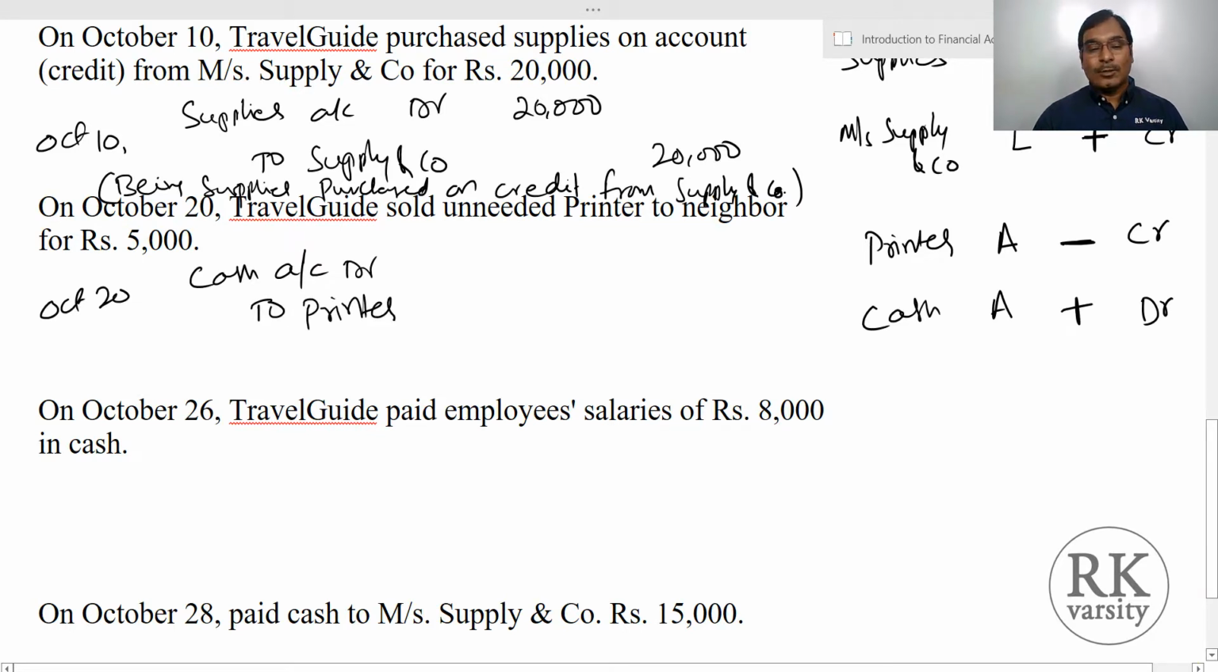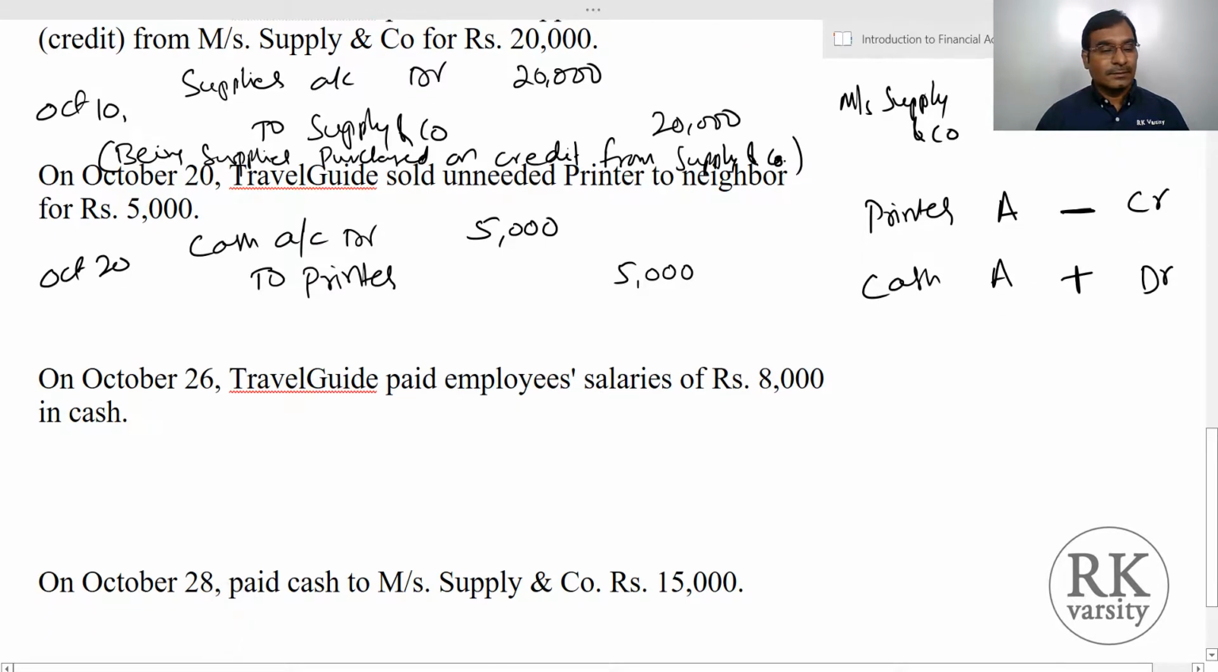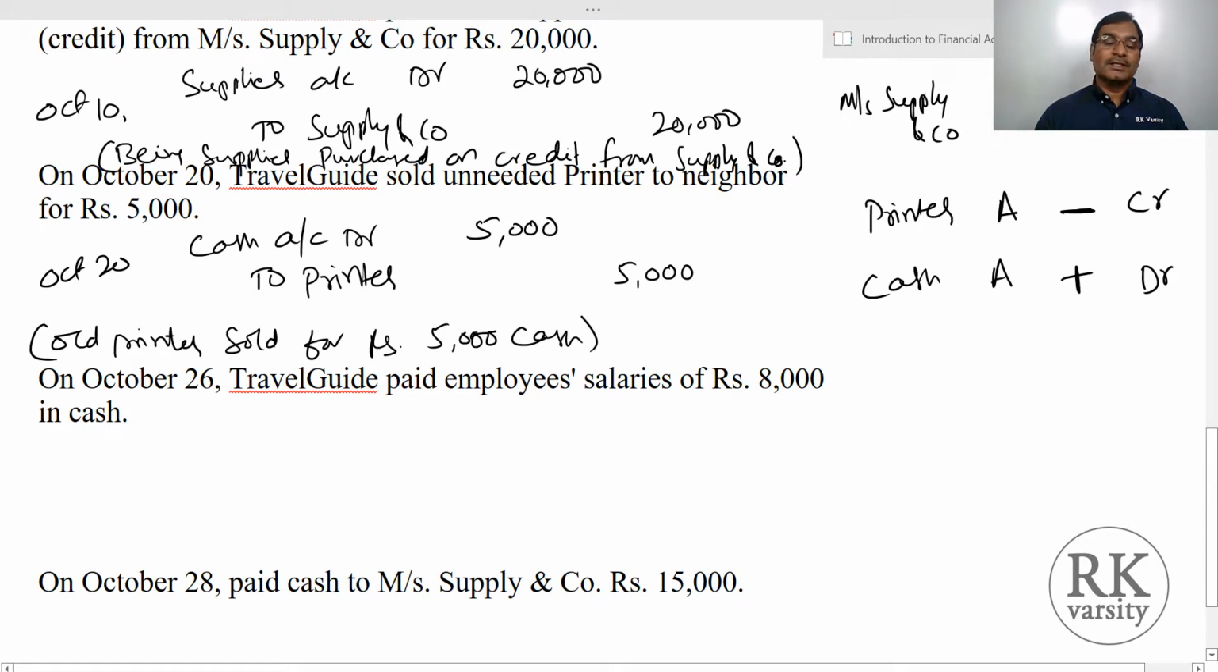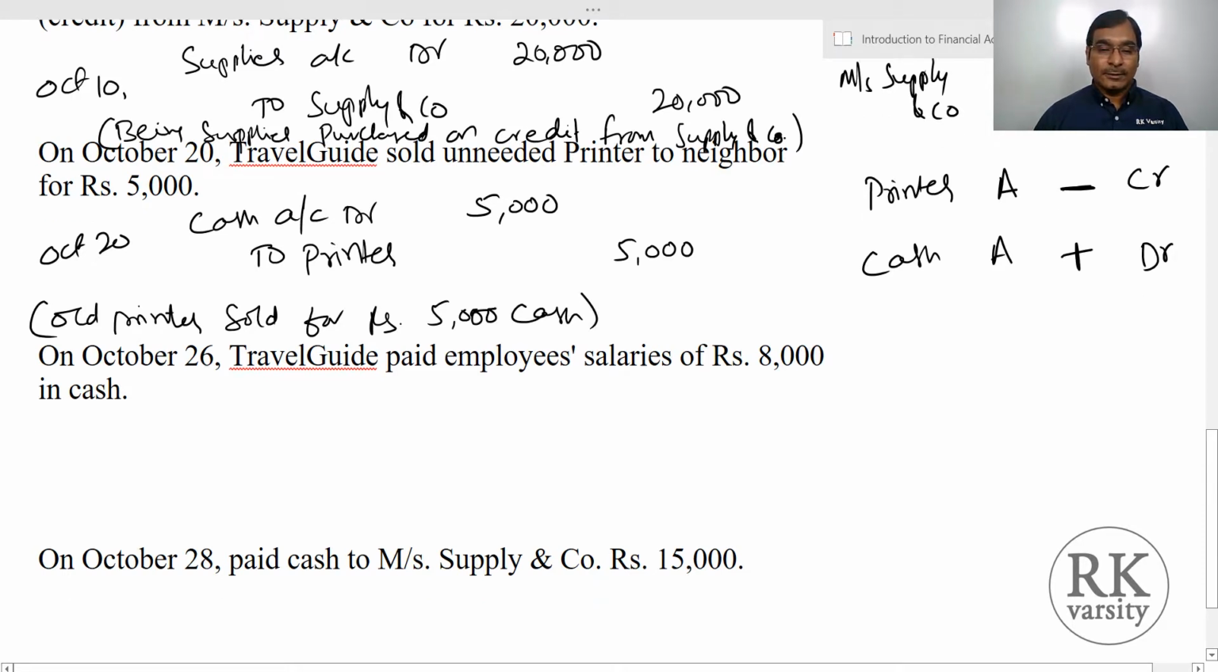Now how much cash are you receiving here? Receiving rupees 5,000, and you can write here 5,000. Now you can write a narration here: old printer sold for rupees 5,000 cash. So this is a narration that you can write.